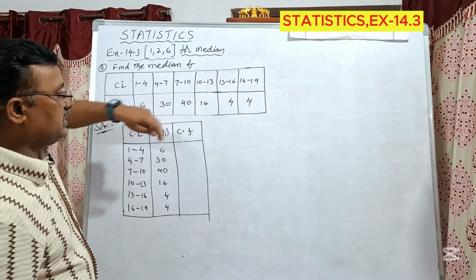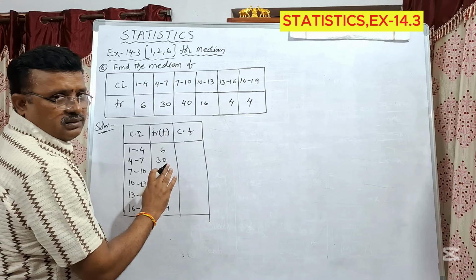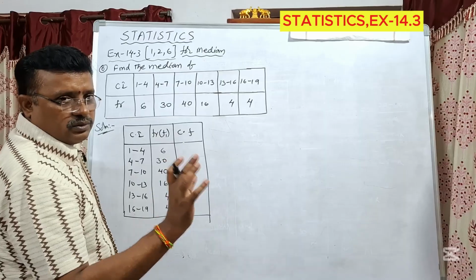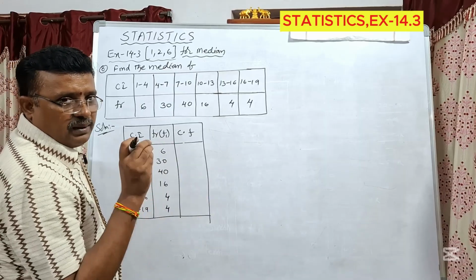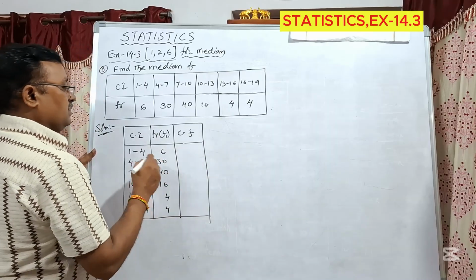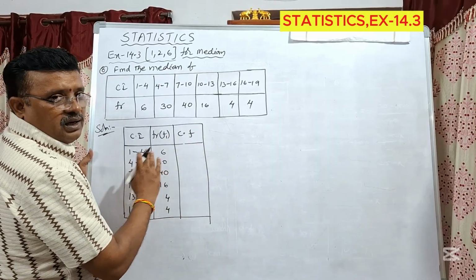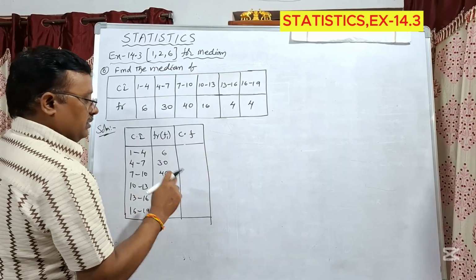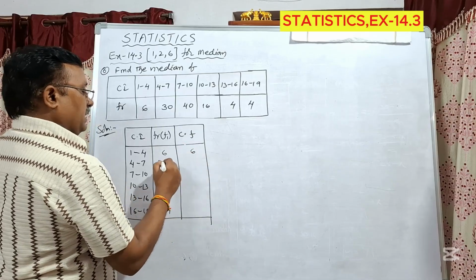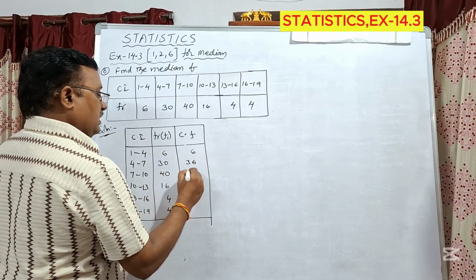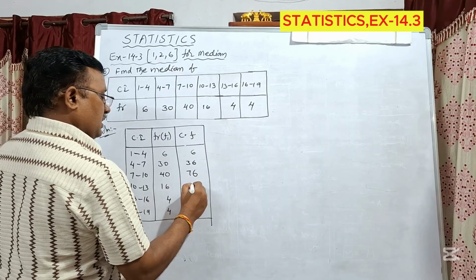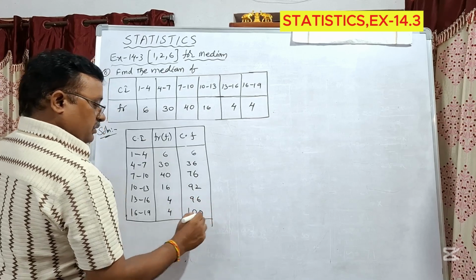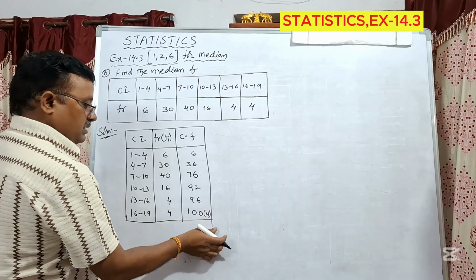Now you observe the frequencies. There is no proper order, no perfect ascending order or perfect descending order. So we need the proper order to trace out the middlemost value for median. For that prepare the cumulative frequency. Already I told you how to prepare: add next, add next, add next to get the cumulative value. So 6, plus 30 is 36, plus 40 is 76, plus 16 is 92, plus 4 is 96, plus 4 is 100. So this is the total frequency n.